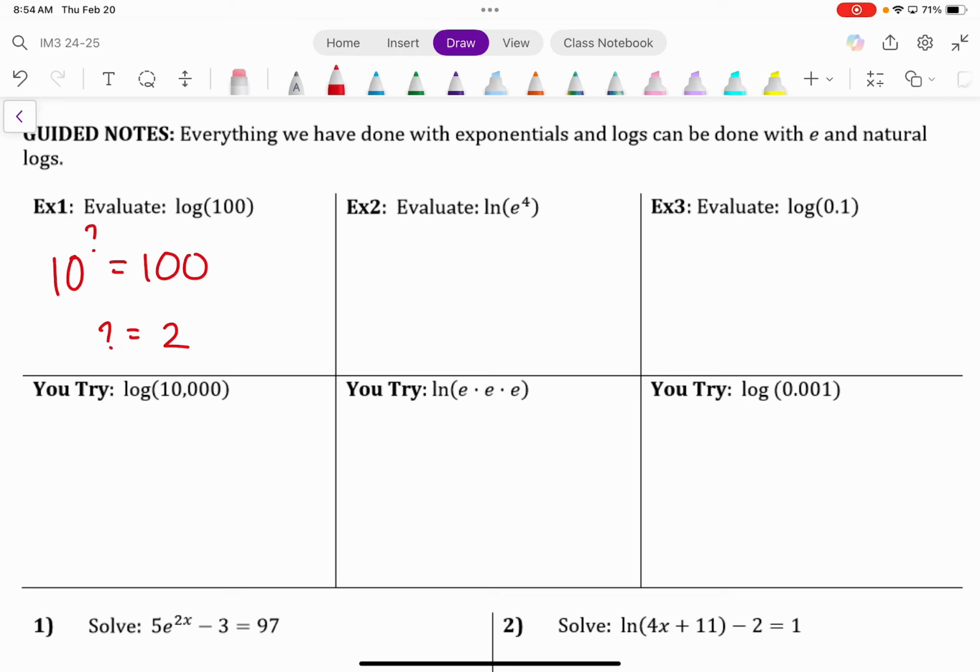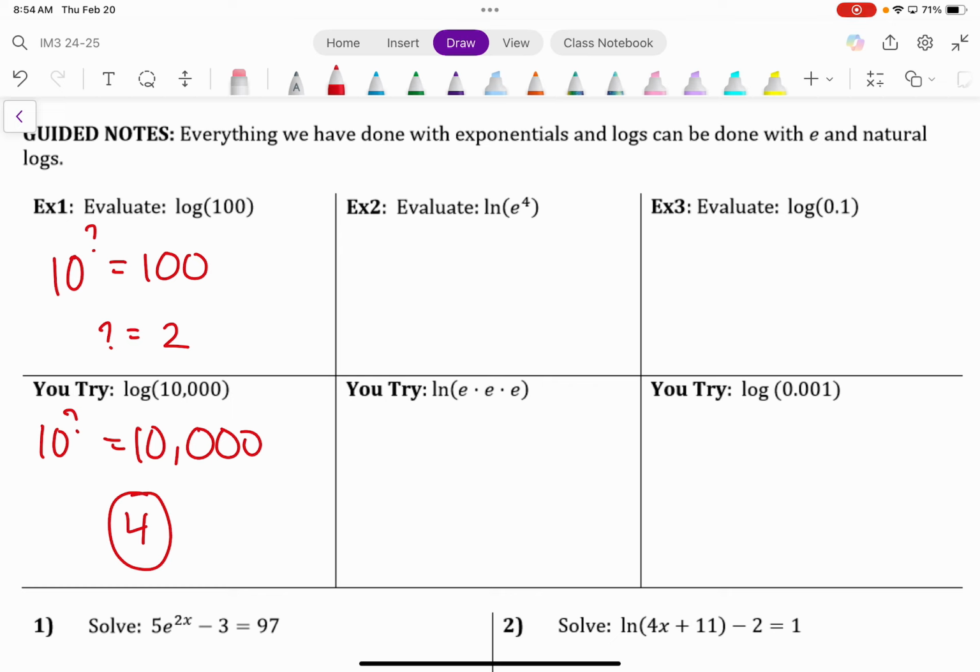Okay, what do we get for log base 10 of 10,000? So 10 to the power of what gives you 10,000? That would be 4. All right, we all agree with this one? Okay, should be pretty easy.